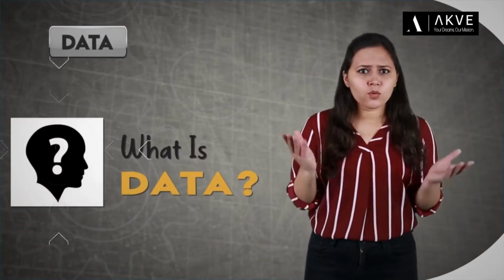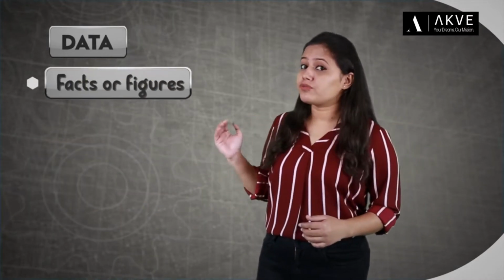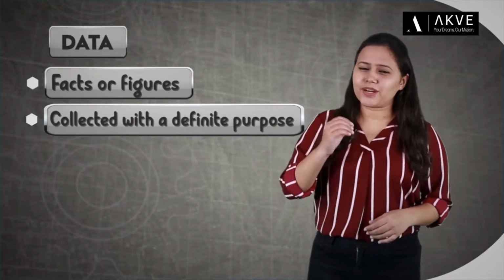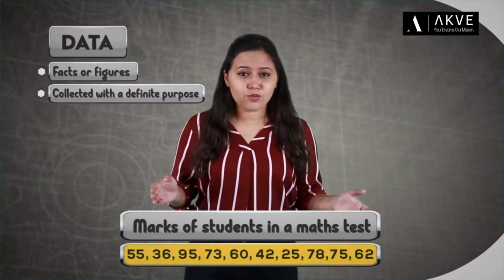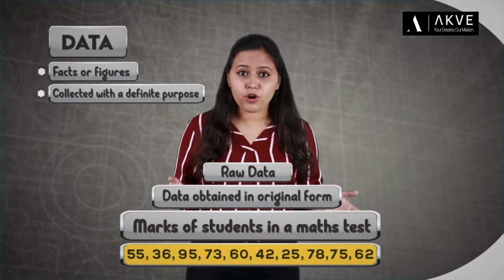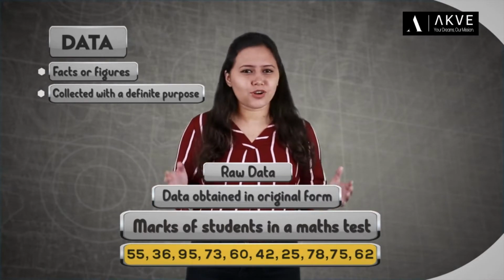So, let's go down memory lane and recall some of the ways of presenting data through some examples. The basic unit of statistics is data. But do you remember what exactly data is? Well, the word data means facts or figures which are collected with a definite purpose. It is mostly numerical. So let's move forward and consider the marks scored by a class of 10 students in a maths test. You already know that data obtained in this form is called raw data. Basically, the data obtained in the original form which has not been processed or converted in any other form is called raw data.